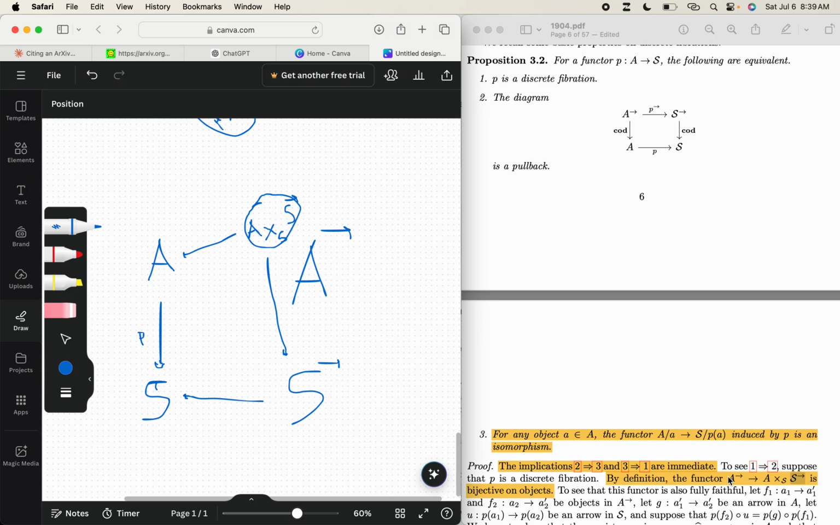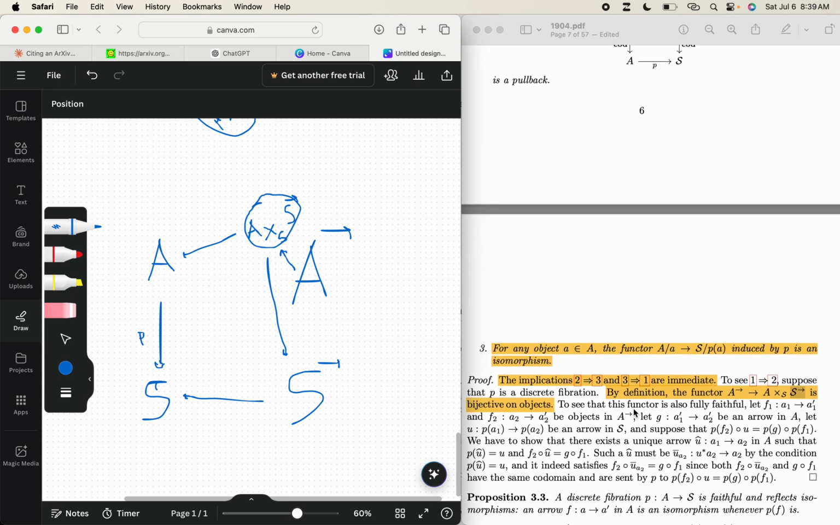And now they're saying that this, what was that? That this functor has to be bijective on objects. And yeah, I need to think way more about why that is. To see that this functor is also fully faithful, which I believe means it has something to do with surjectivity and injectivity on hom sets or something like that. And yeah, I'll look it up later.